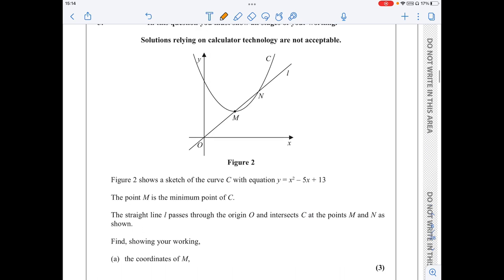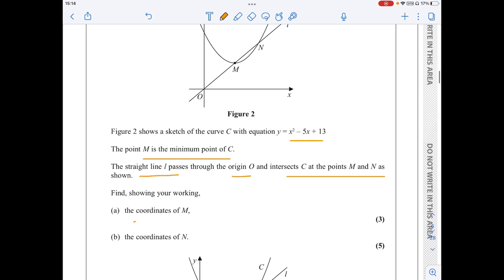Question number 3. Figure 2 shows a sketch of the curve C, y equals x squared minus 5x plus 13. M is the minimum point of C. A straight line L passes through the origin O and intersects C at M and N. Find the coordinates of M and the coordinates of N.